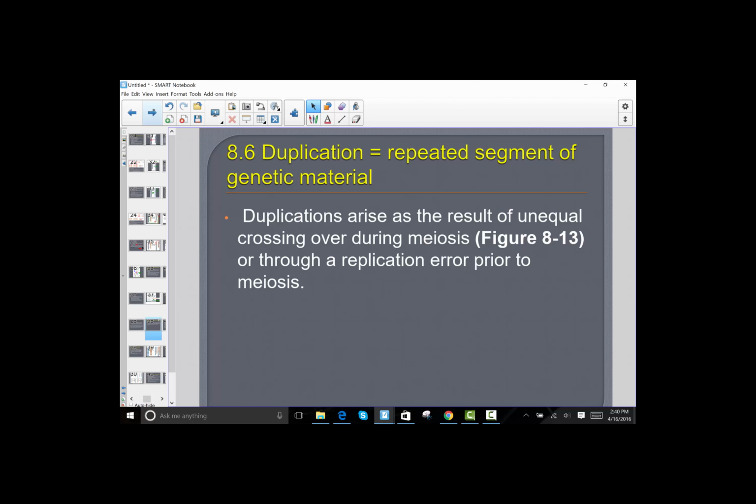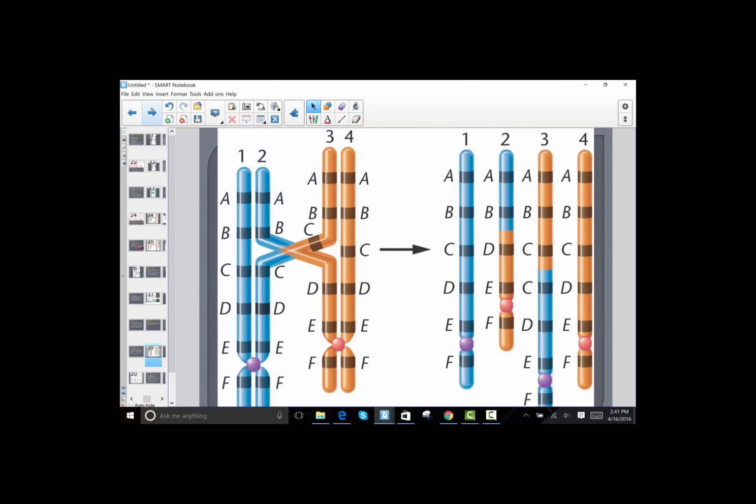And you can have an unequal crossing over that occurs during meiosis, or through a replication error that occurs prior to meiosis. So again, remember that we can have a duplication if we have polymerase that skips and then backs up and then copies the same set of genes again. So you can have two or more genes that are copied through that duplication error as well. But what we're going to talk about now is a duplication that arises as a result of unequal crossing over. So this is what we're dealing with here.